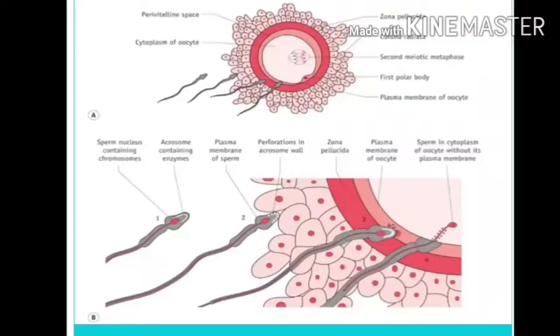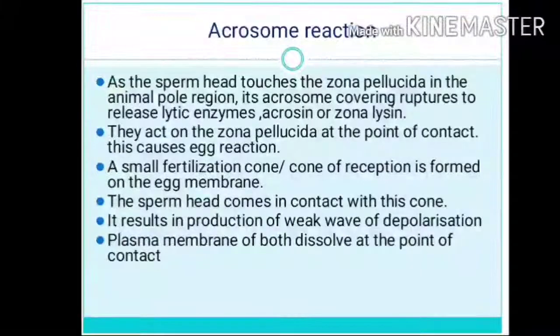Now the next event in fertilization is the acrosome reaction. As the sperm head touches the zona pellucida in the animal pole region, its acrosome covering ruptures to release lytic enzymes, acrosin or zona lysin. They act on the zona pellucida at the point of contact. This causes the egg reaction. A small fertilization cone or cone of reception is formed on the egg membrane. The sperm head comes in contact with this cone. It results in the production of a weak wave of depolarization. The plasma membranes of both cells dissolve at the point of contact.